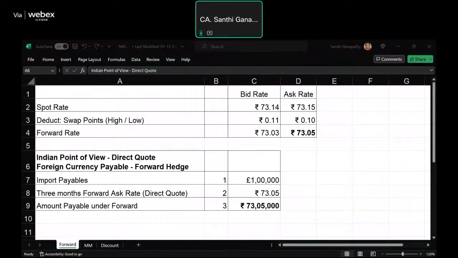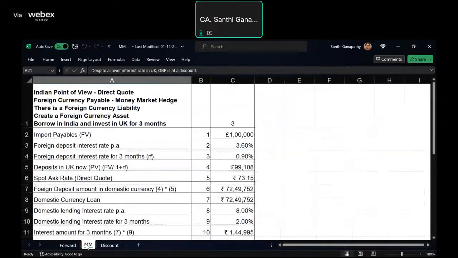Next, we are looking at money market hedge. What should I do? I have a foreign currency payable, which means I have a foreign currency liability. Therefore, I have to create a foreign currency asset, which means I have to deposit in foreign currency, which means I have to borrow in domestic currency. So is this the position?